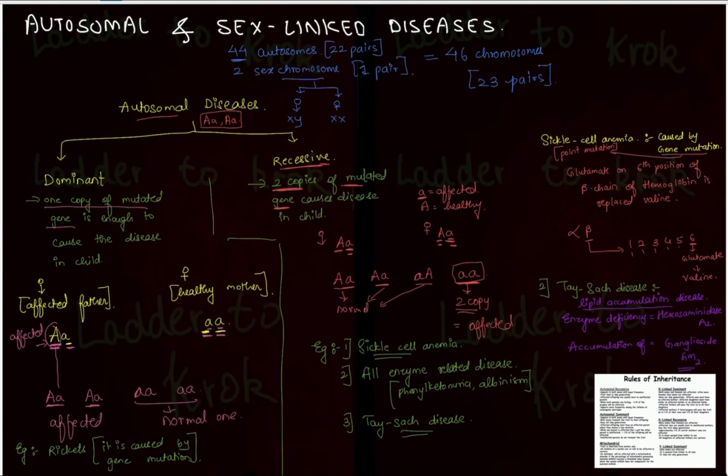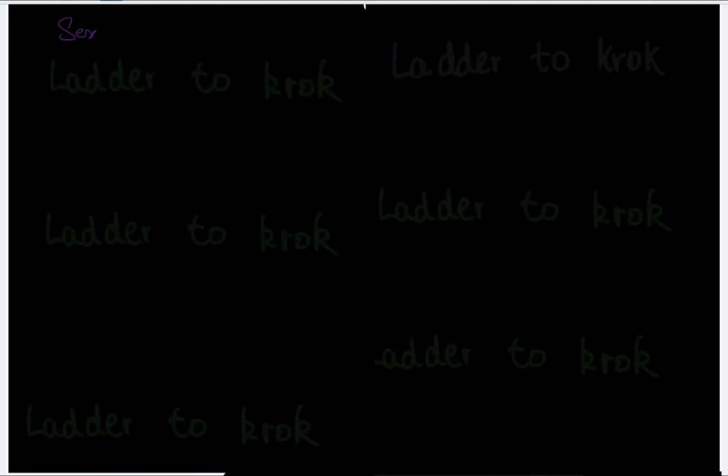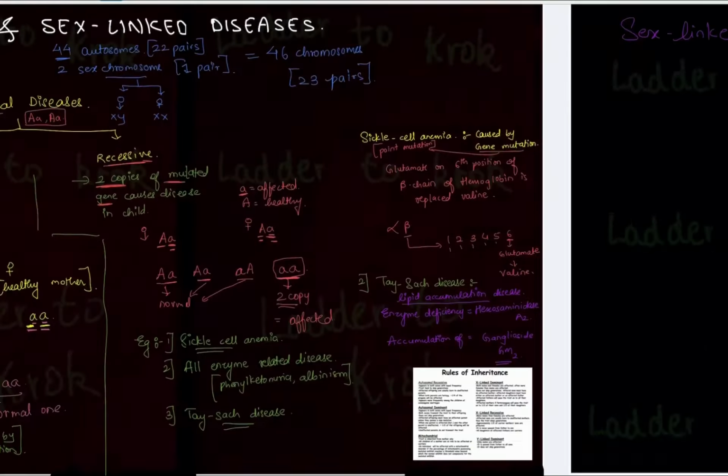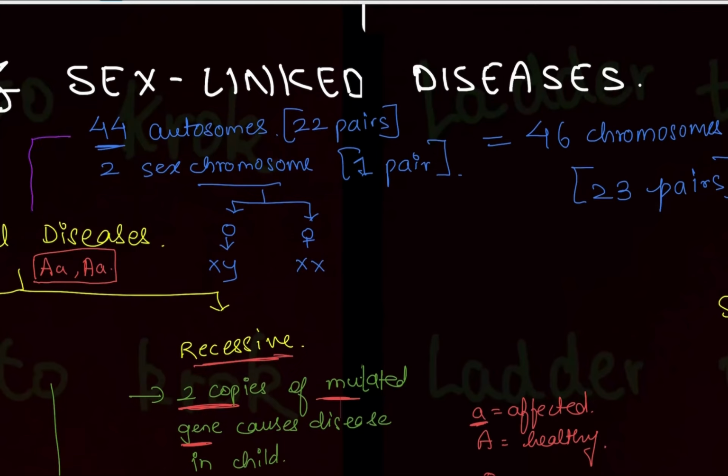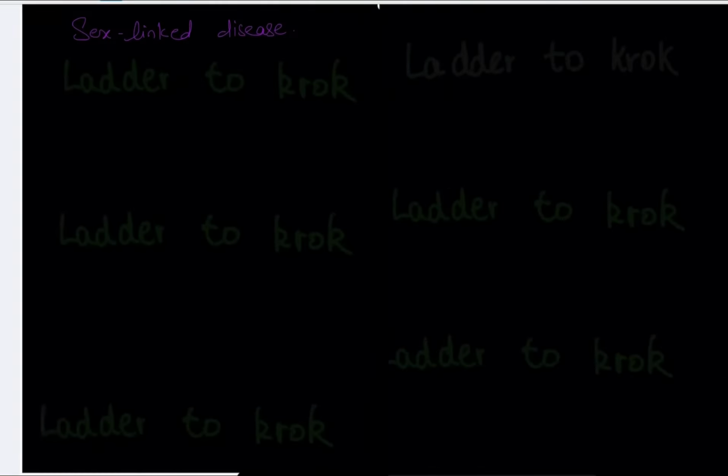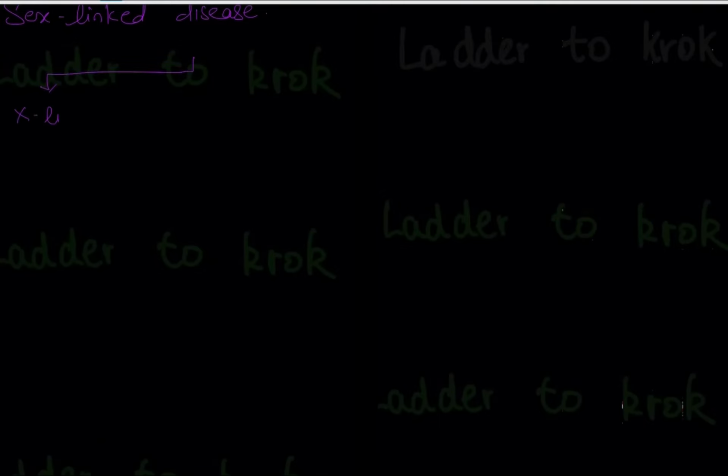Now let's move on with the sex-linked diseases. Write down the topic as sex-linked diseases. Previously, I told you that autosomal diseases are related to the autosomes. The sex-linked diseases are related to the sex chromosome. In males we have XY, in females we have XX. So you can see X is common in males and X is common in females also. That's why we take sex-linked diseases on the basis of X. So in sex-linked disease we have X-linked dominant and X-linked recessive.